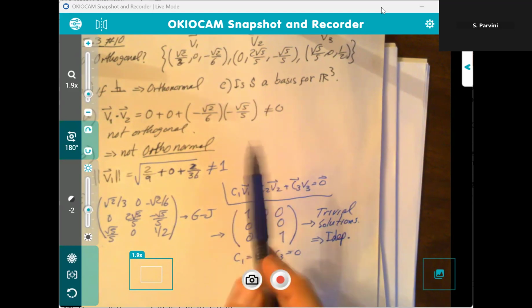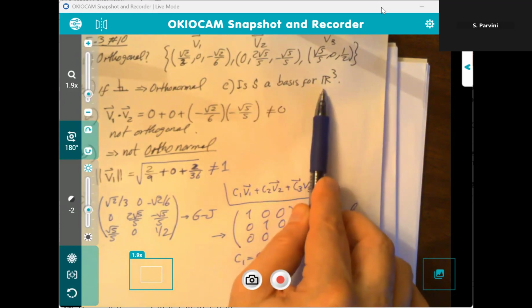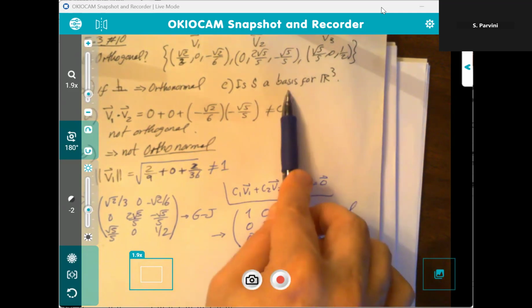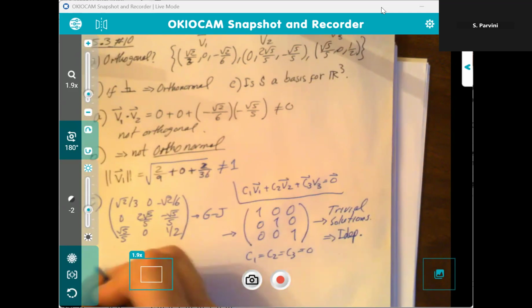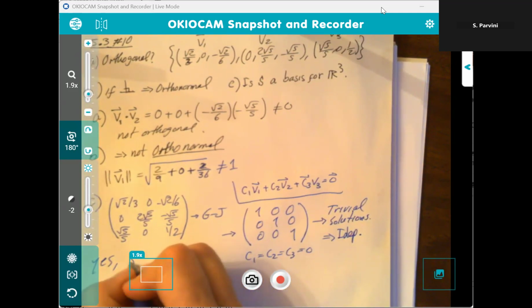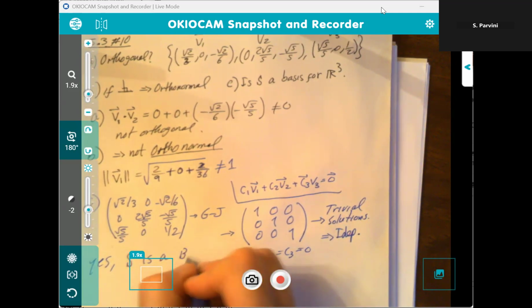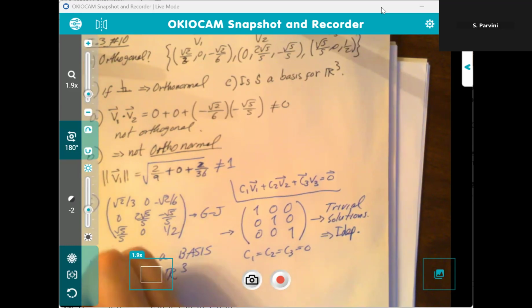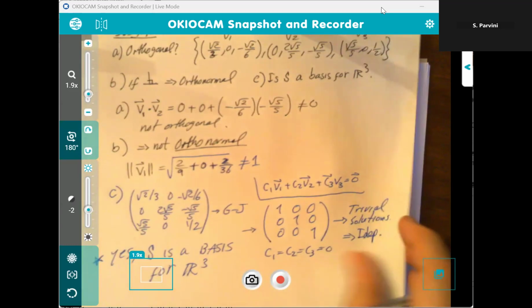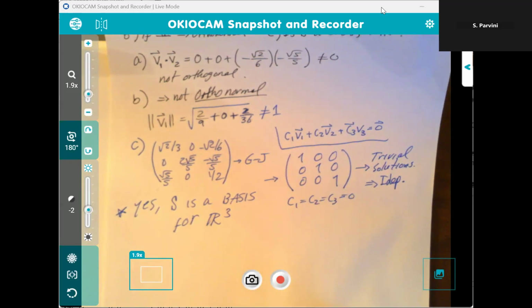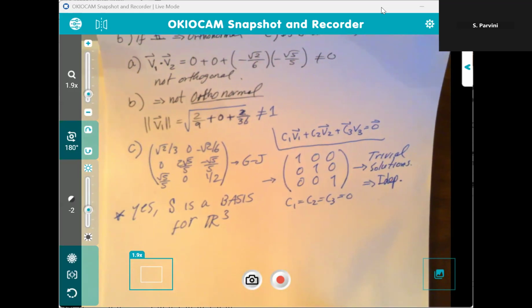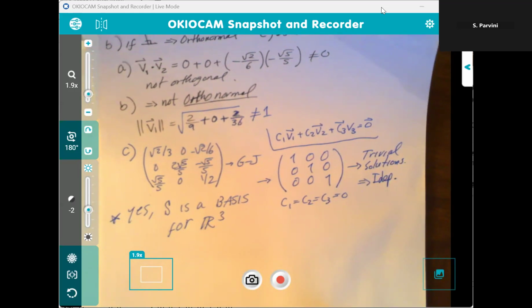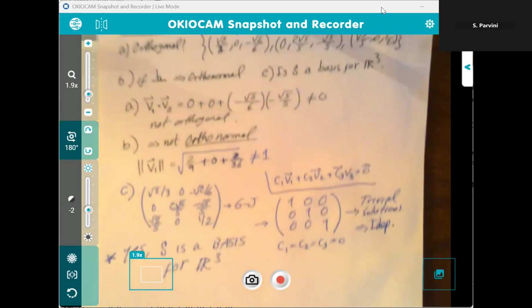So what's the answer to the question? Is S a basis? Remember, we had that theorem in chapter 4. If they're independent, then S is a basis. So we're just going to say yes, S is a basis for R3. There you go, it forms a basis. It's not an orthonormal basis, right? But nonetheless, it is a basis. Okay, so hopefully everybody is okay on this work.